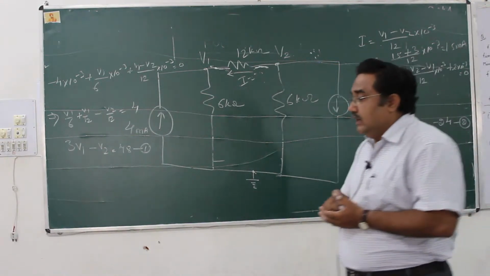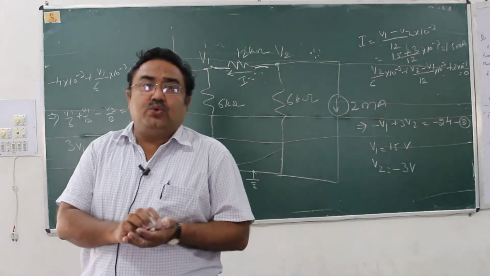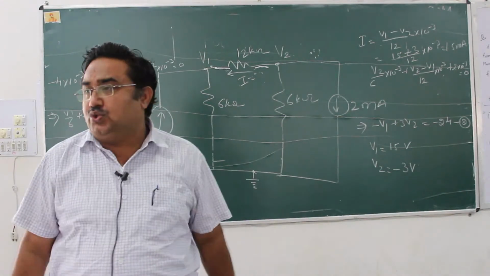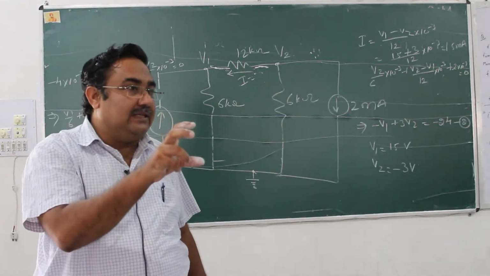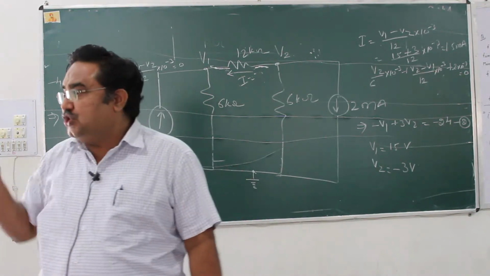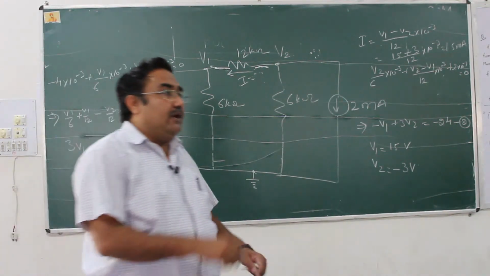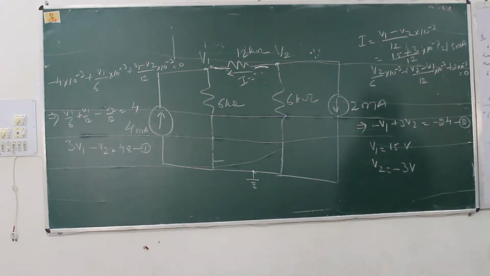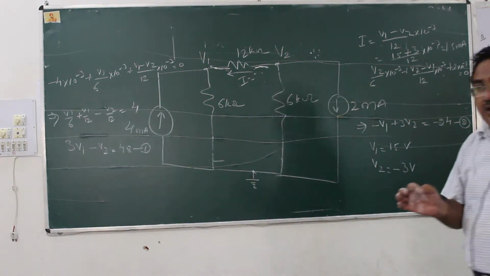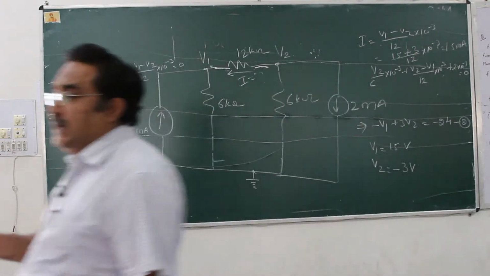Mind it, first of all, how to identify whether it is a dependent source or independent? By shape, symbol. Is it clear? A dependent source is diamond shaped. Okay. Now what happens? You have to somehow eliminate the dependent quantity while solving the equation.